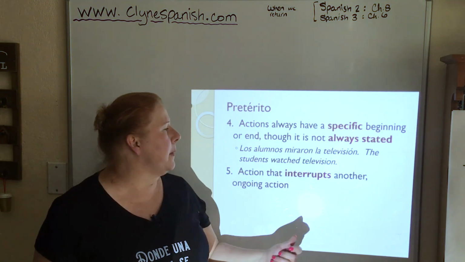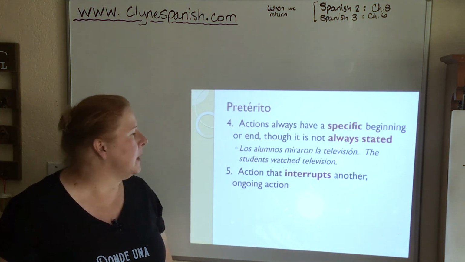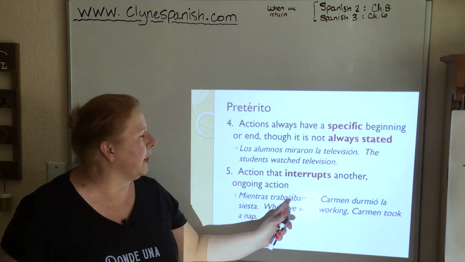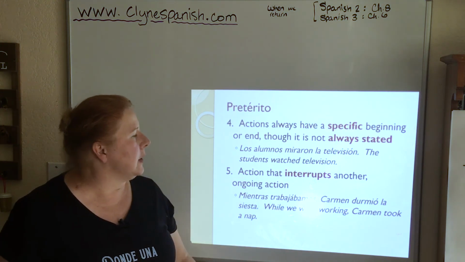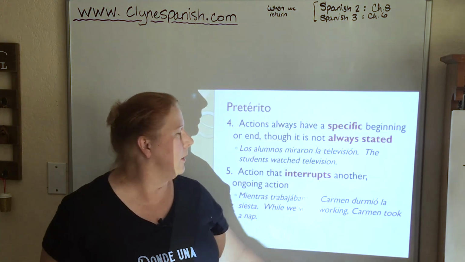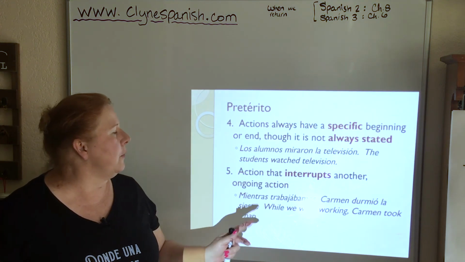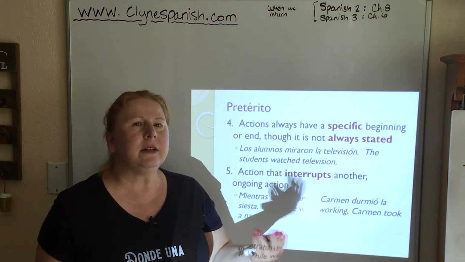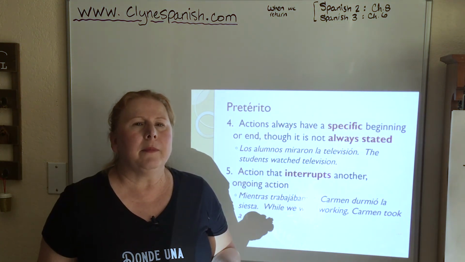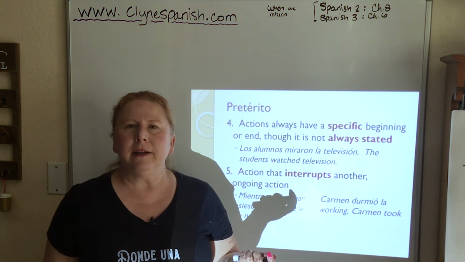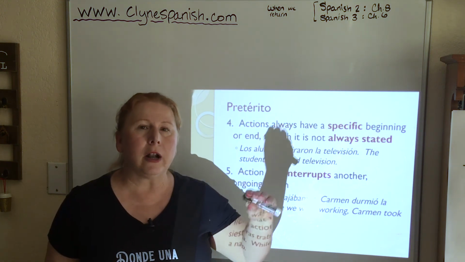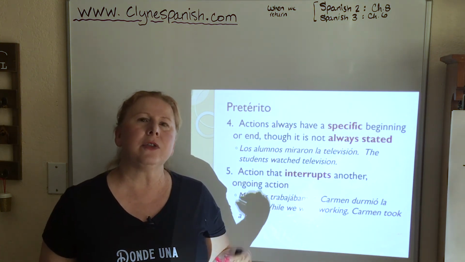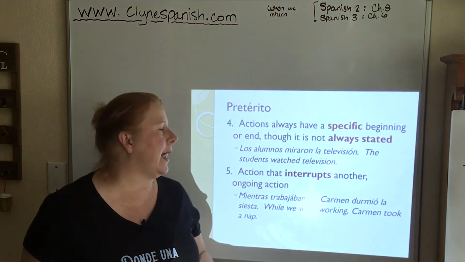An action that interrupts another ongoing action. So that's your preterite as well. So while we worked, oh, there's the imperfect tense. So while we worked, Carmen slept, okay? So therefore you have something ongoing, and then an interrupted, she slept. All right. It could also be, we use the example in class, while I was doing my homework, an ongoing action, the phone rang, interrupting the action. So the preterite cut that ongoing action.